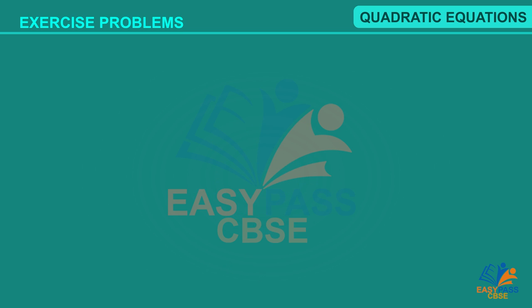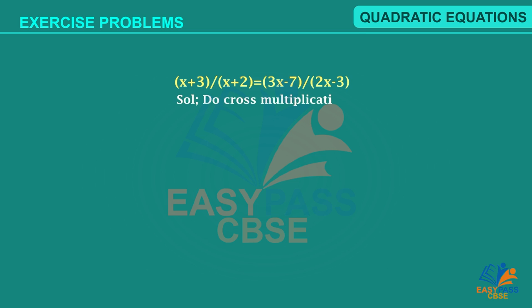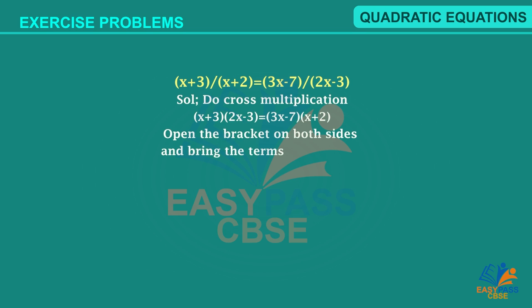Let us do one more question in the similar model. x plus 3 over x plus 2 is equal to 3x minus 7 over 2x minus 3. Straight away, do cross multiplication. We get x plus 3 times 2x minus 3 is equal to 3x minus 7 times x plus 2. We have, open the bracket on both sides and bring all the terms one side, you have x square minus 4x minus 5 is equal to 0.